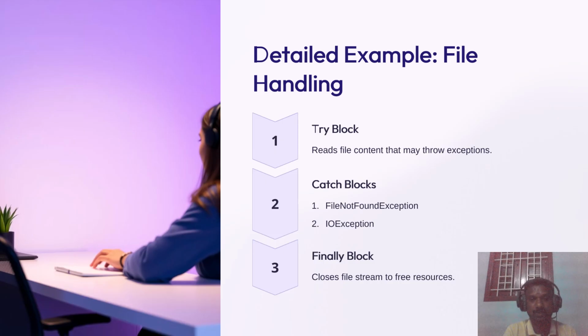So this is a very simple one: try block, then finally block. Very simple definition. The try block reads files that may throw an exception. In the catch block, file not found, then IO exception. In case either occurs, the catch block handles these two types of exceptions. The finally block closes the file stream to free resources. If you understand this particular concept, we'll see the next example.